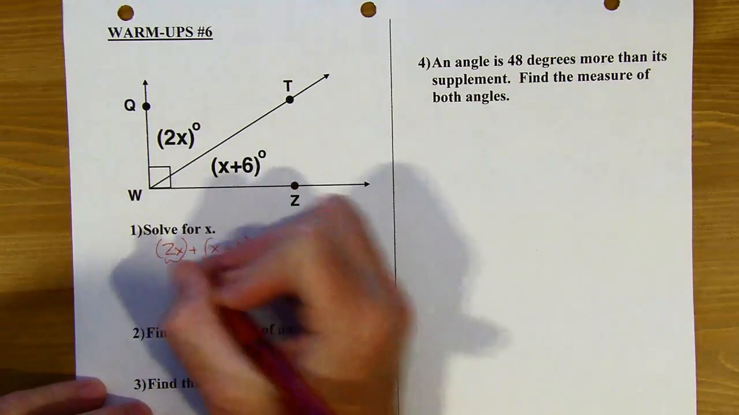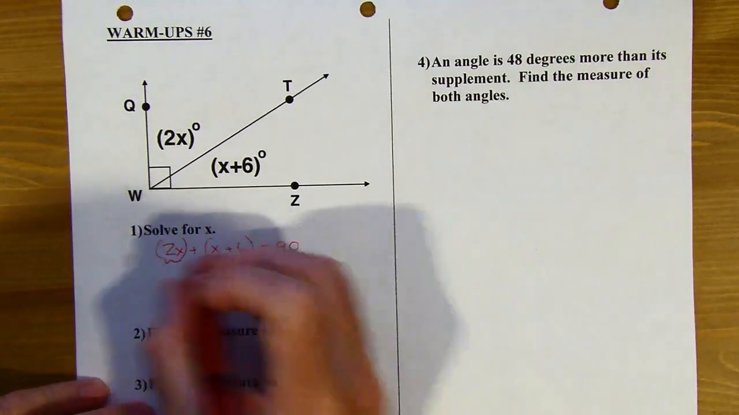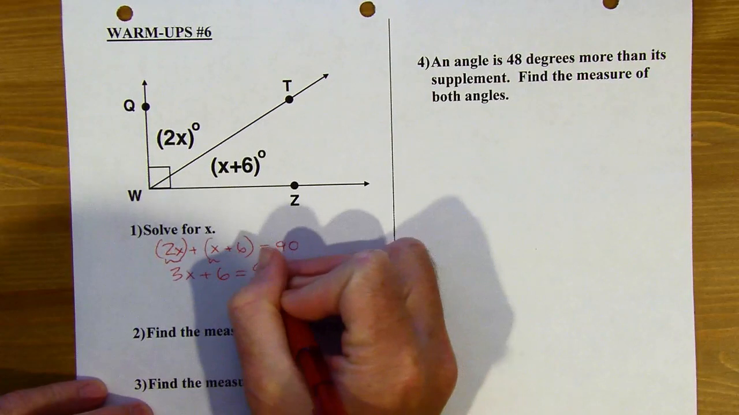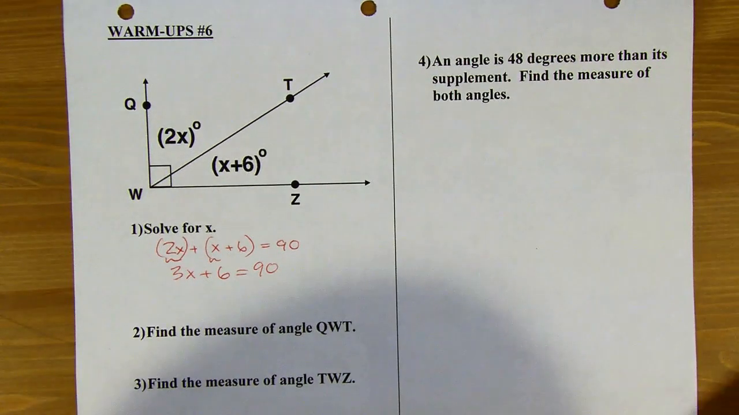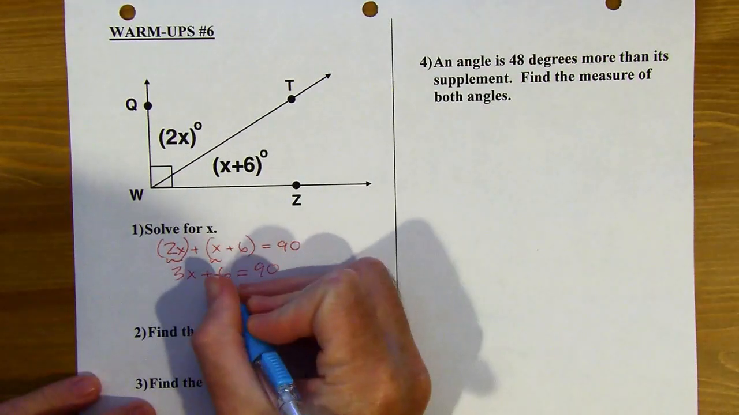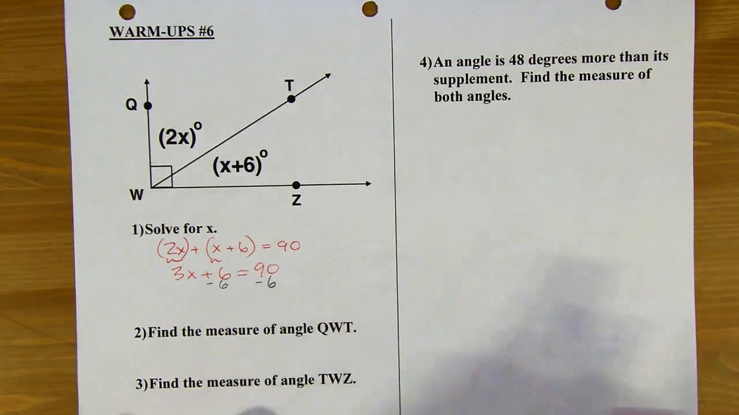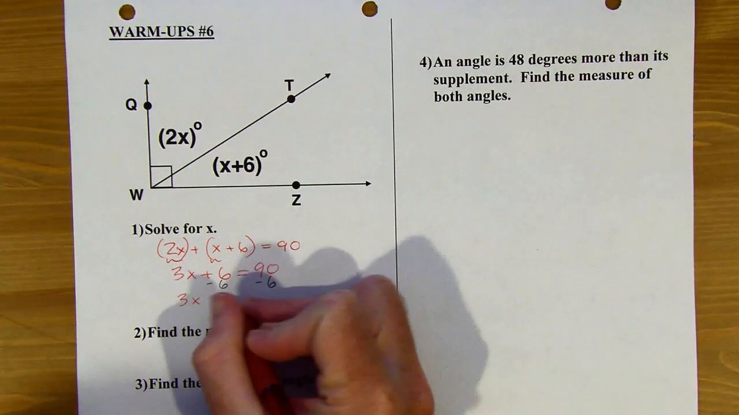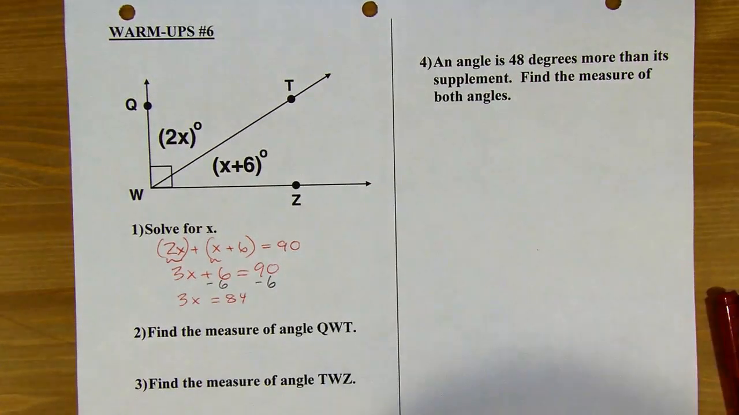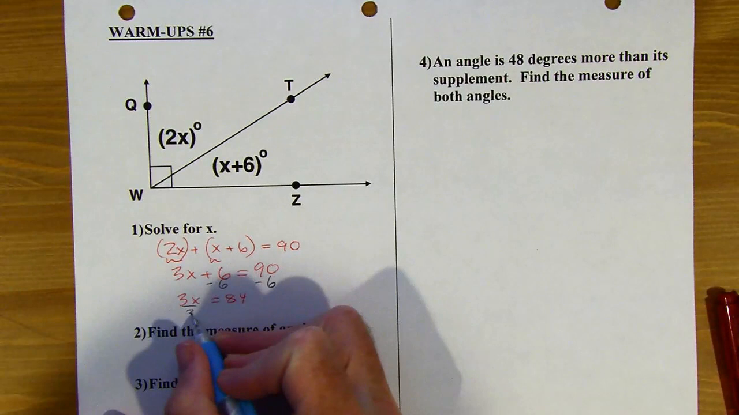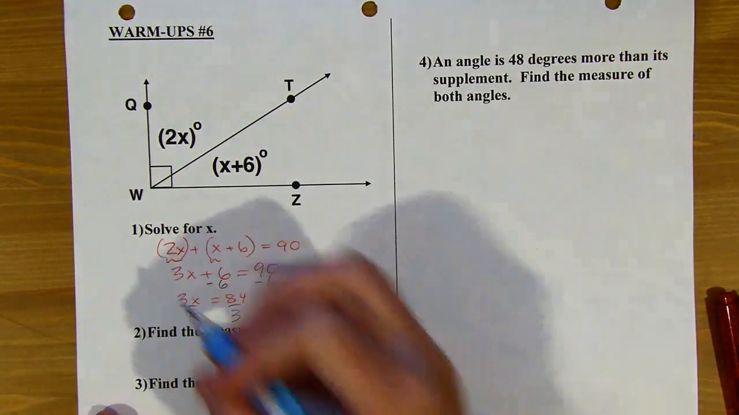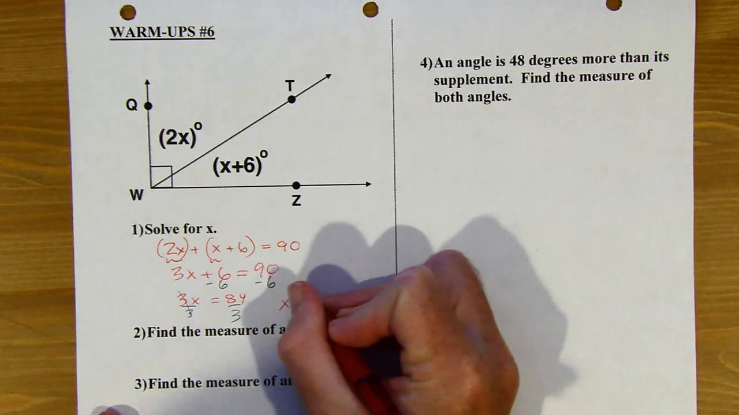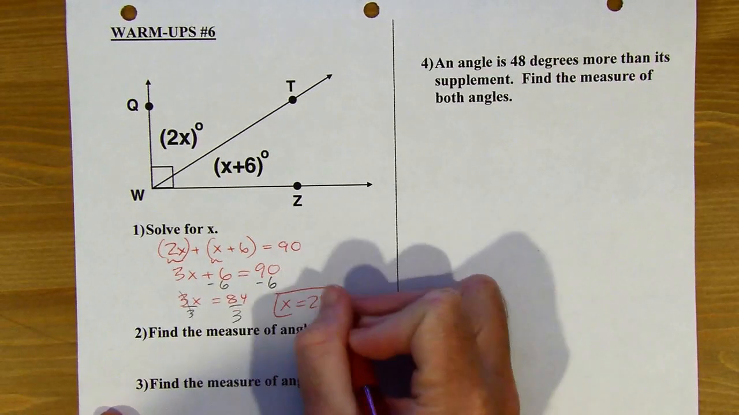So I've got some like terms here. 2x plus 1x is 3x. And I'll start to isolate the x. I'll subtract 6 from both sides. I've got 84 left on the right side, and then divide by 3. And 84 divided by 3 is going to come out to exactly 28. So there's our first solution.